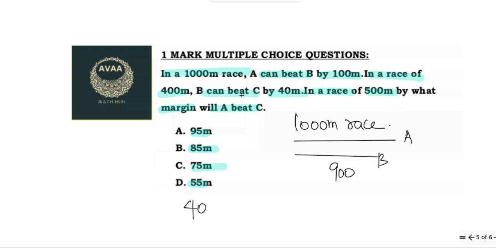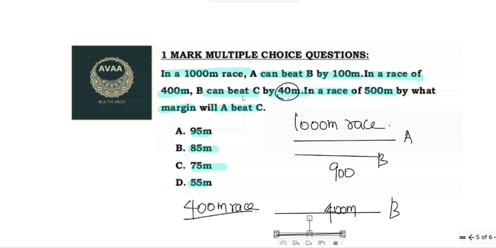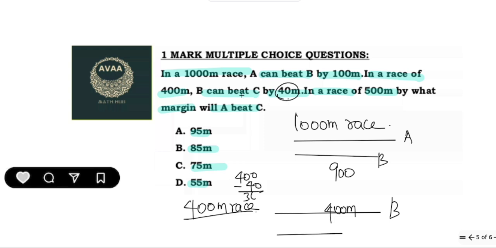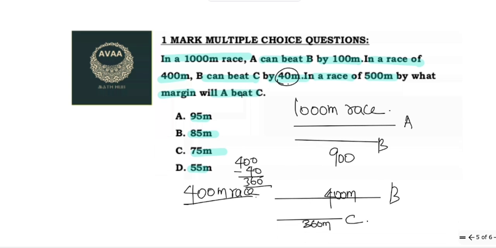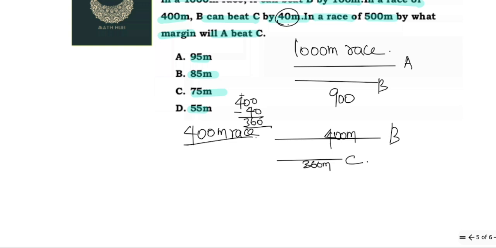Now, in a 400 meter race, B is actually covering 400 meter, whereas we need to take away 40 from 400. That gives us 360. If we do the subtraction, yeah, of course, we are getting 360. So 360 meter for our C. Now we need to express them as a ratio. Then only we can think in terms of 500 meter. So let's express them as a ratio.